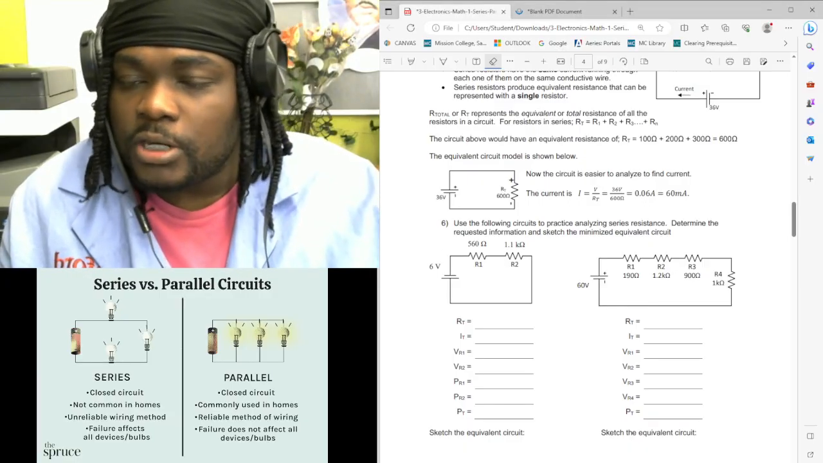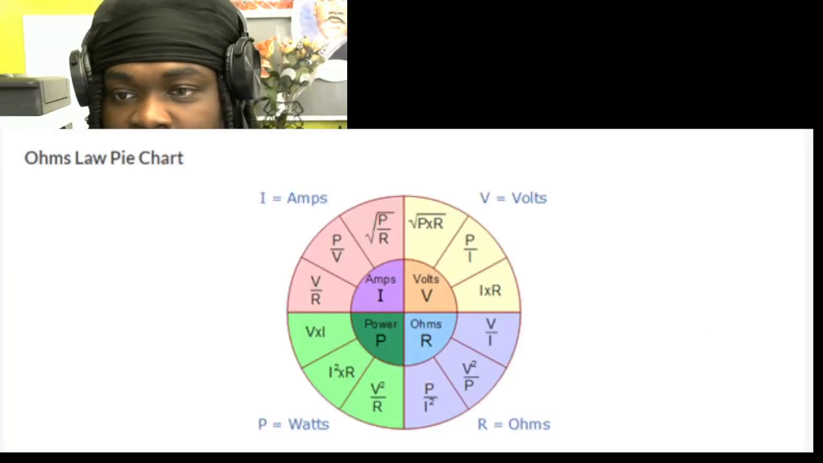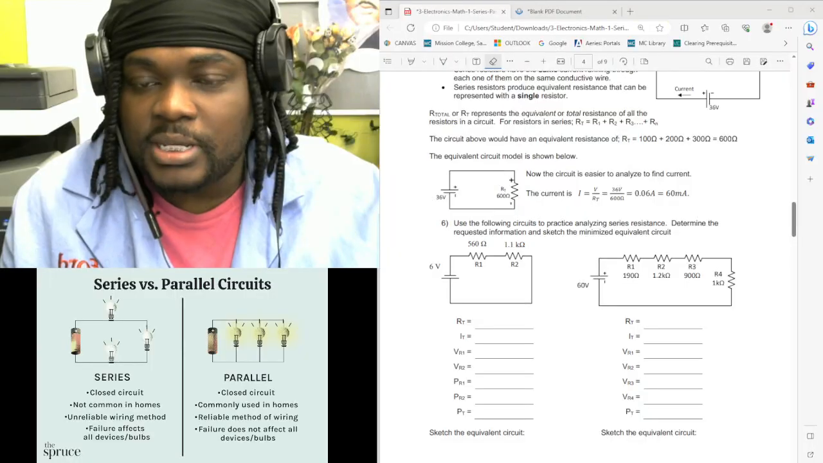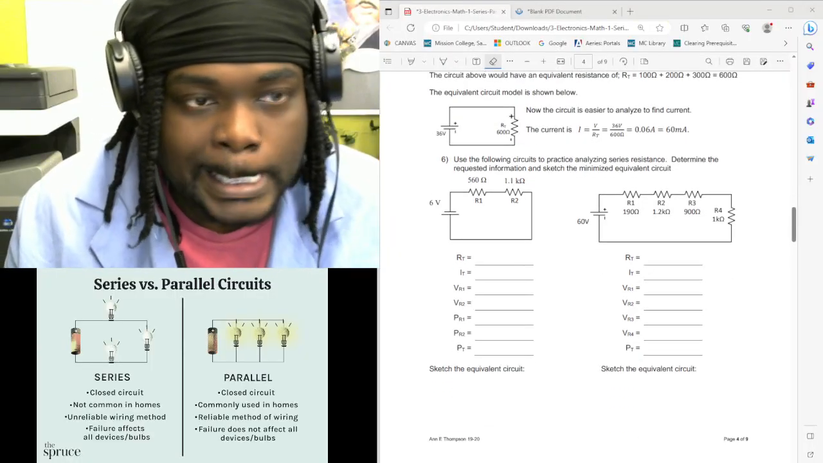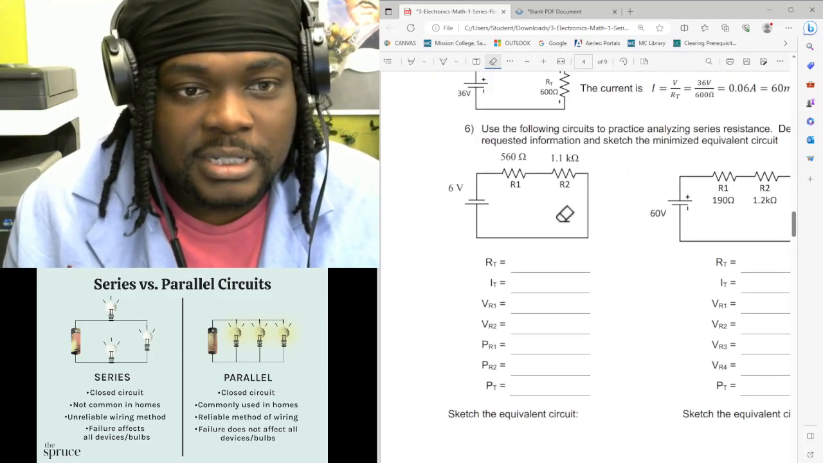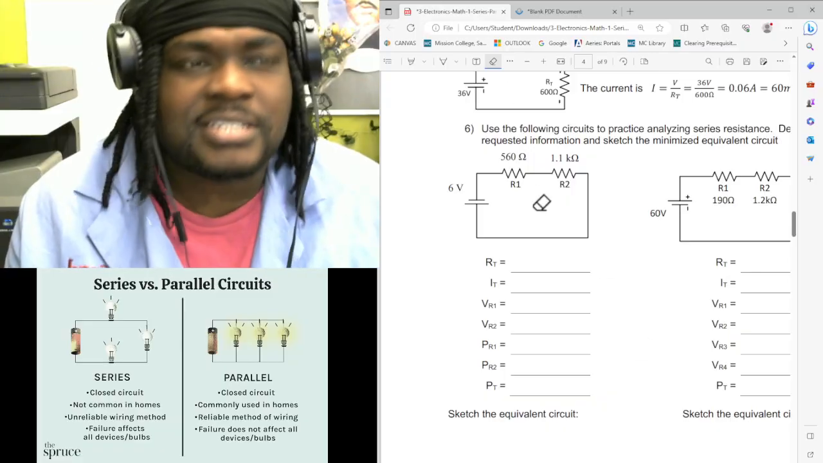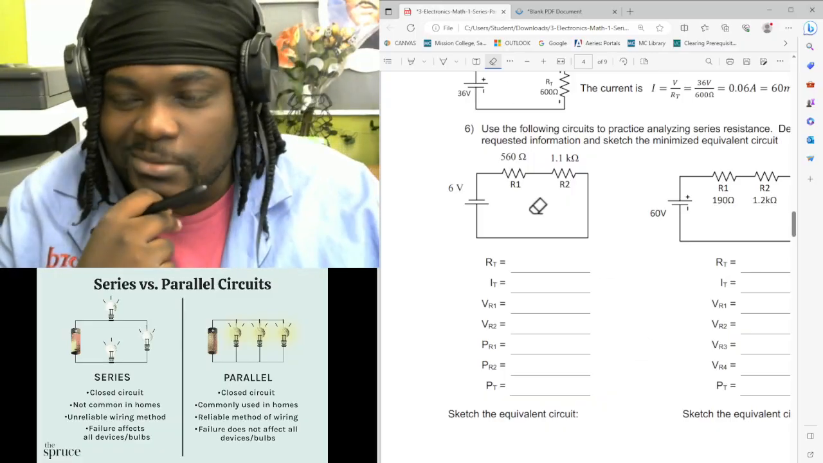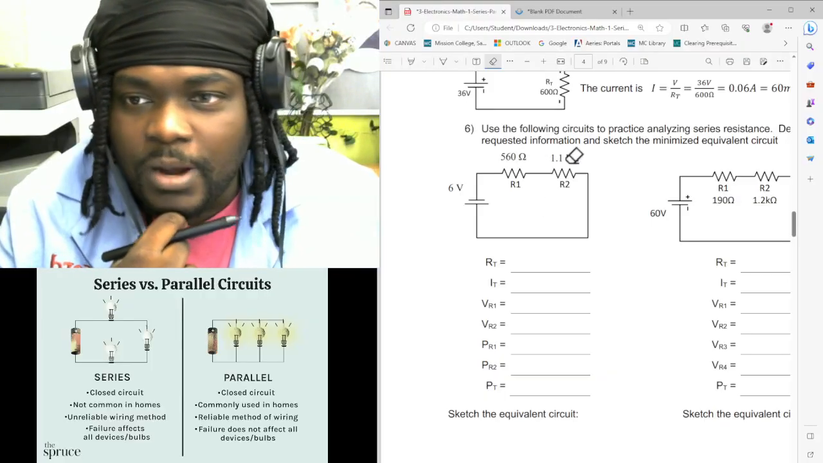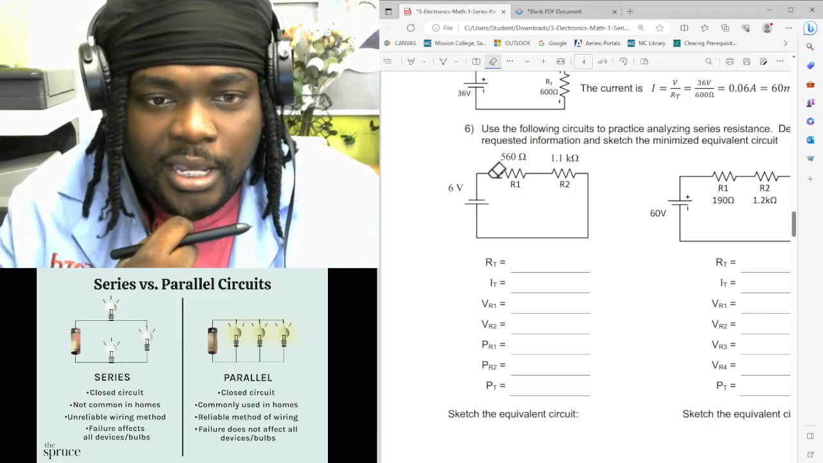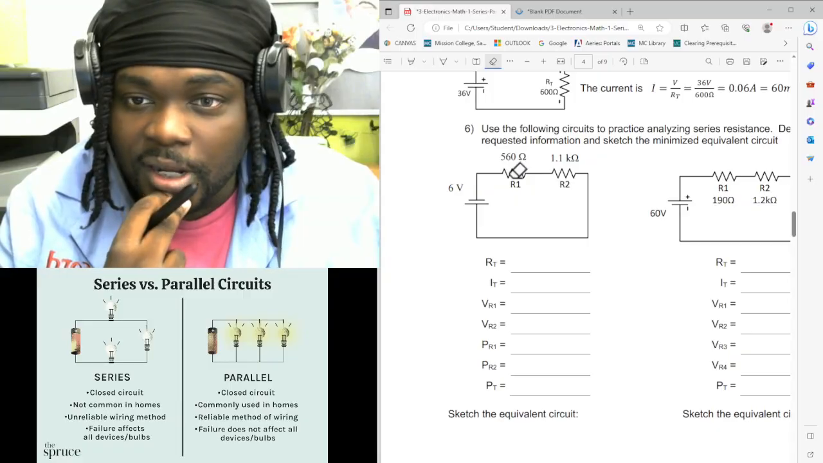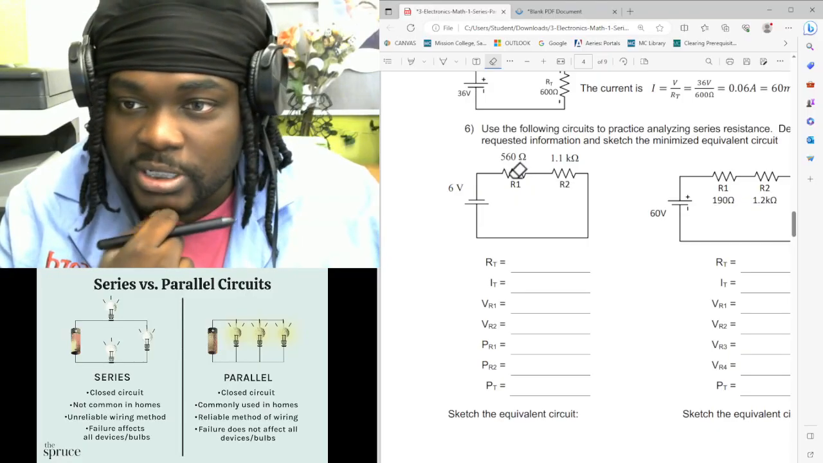So right now what we're going to do is use this pie chart to try to understand how we can answer some questions here. I'll give you about 6 to 7 minutes to work on this problem here on the left. Go ahead and pause the screen, and when you come back, we'll work on this together.